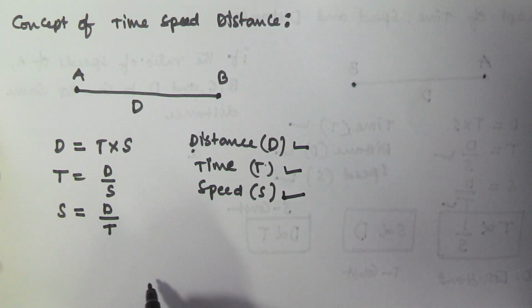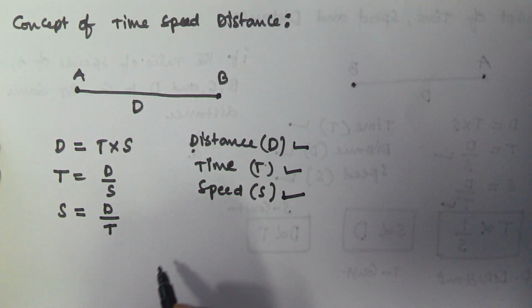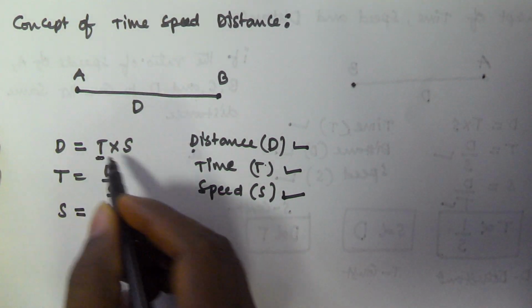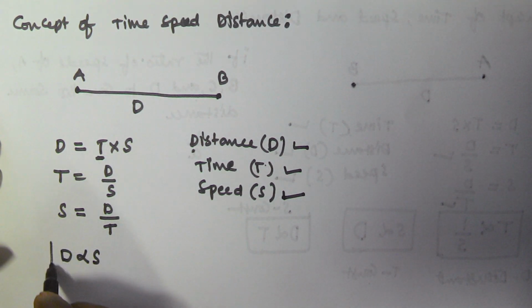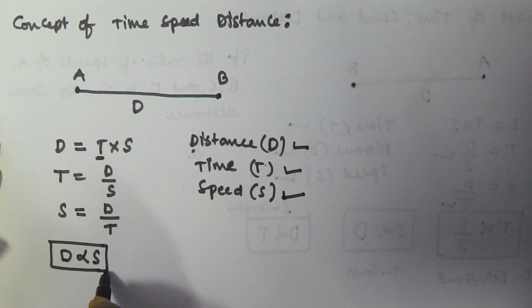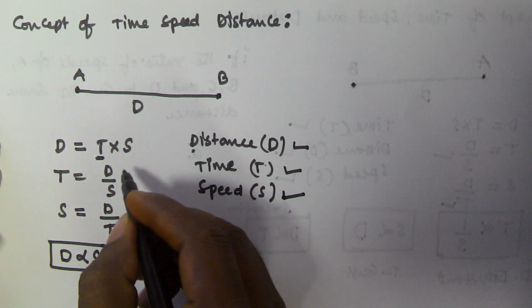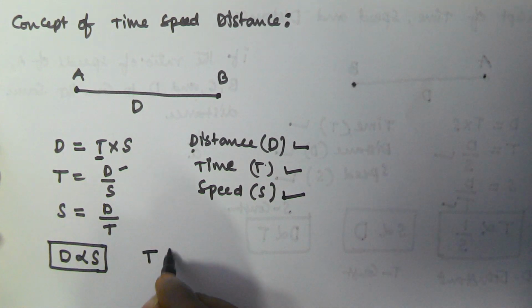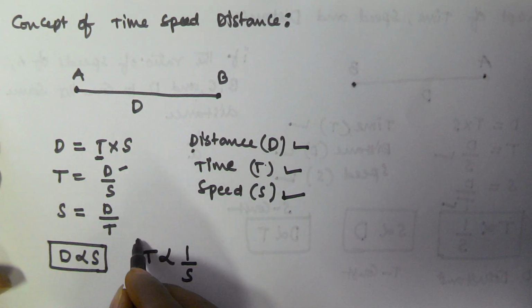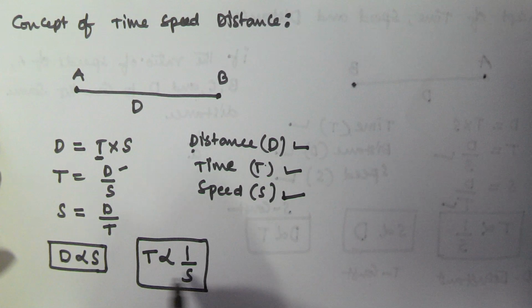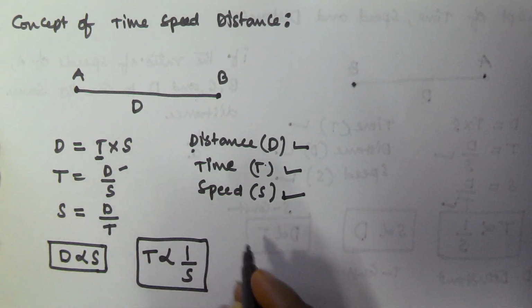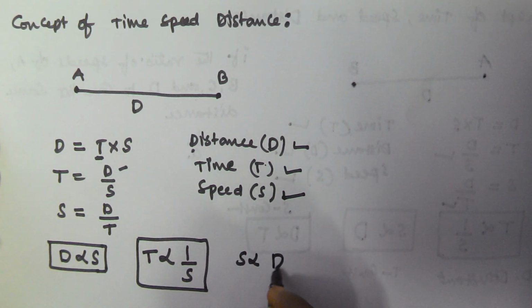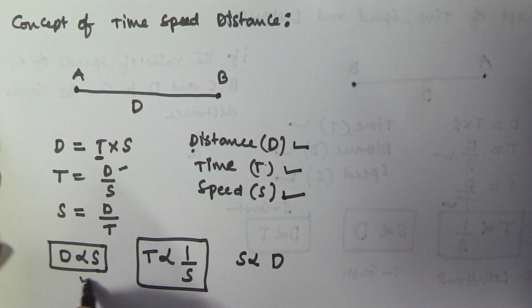Okay. So when time is constant, distance is directly proportional to speed. Okay, distance is directly proportional to speed. When distance is constant, time is inversely proportional to speed. Okay, so inversely proportional to speed, right? So when t is constant, then speed is directly proportional to distance. This we have already seen here.